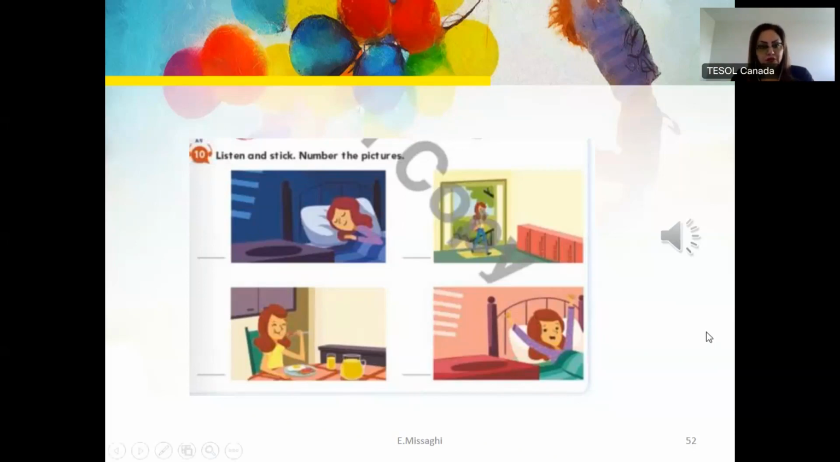Then you play the audio. Then listen to the conversation and order the picture. Which picture comes first? And they order the picture. Which picture comes first? So is it top-down or bottom-up practicing? Of course, it is top-down because they have to comprehend what it's saying to order the picture.